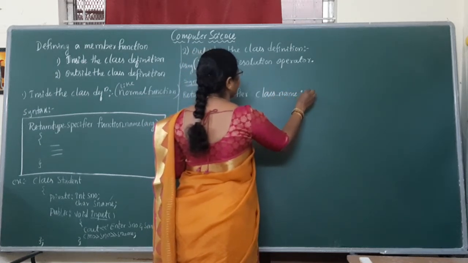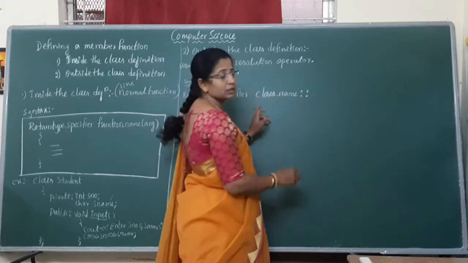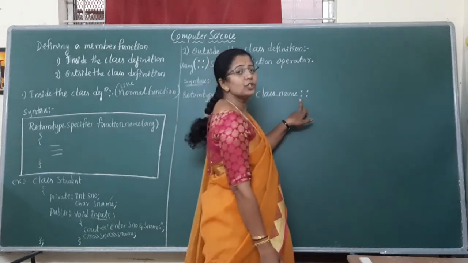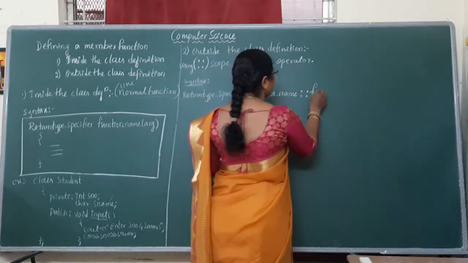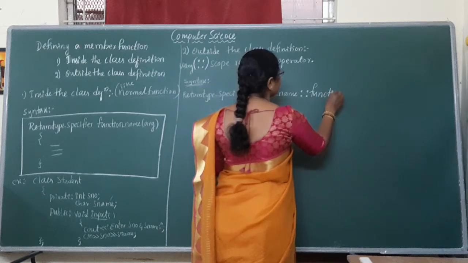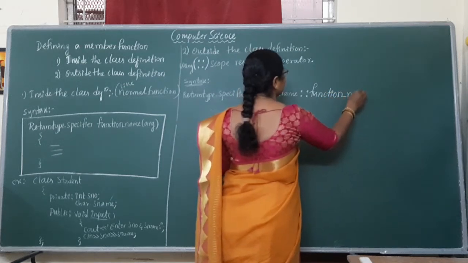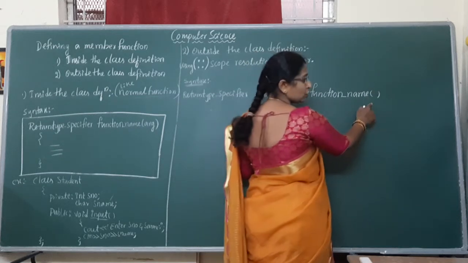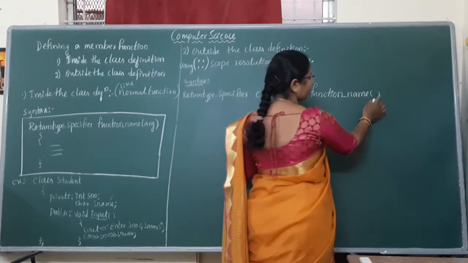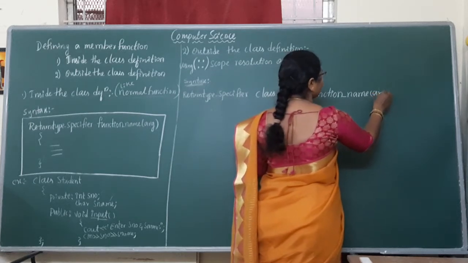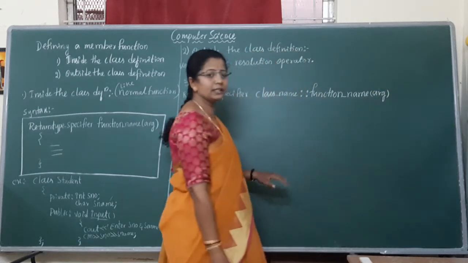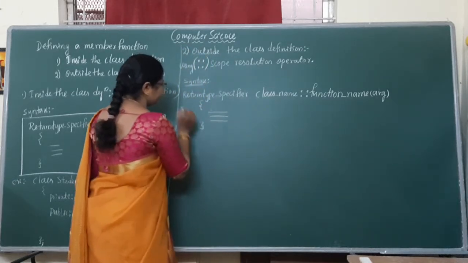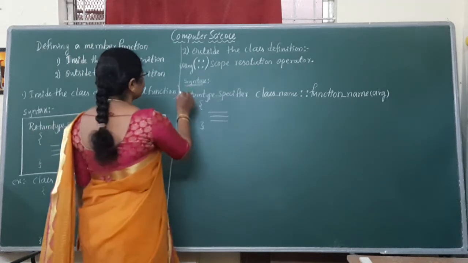scope resolution operator. Here, one space, and no space between the class name and the scope resolution operator, then the function name. Which function? Member function name. It may or may not have arguments. If there is no argument, nothing within the parentheses. If there is any argument, write the argument inside the parentheses and write the body of this. This is your syntax.